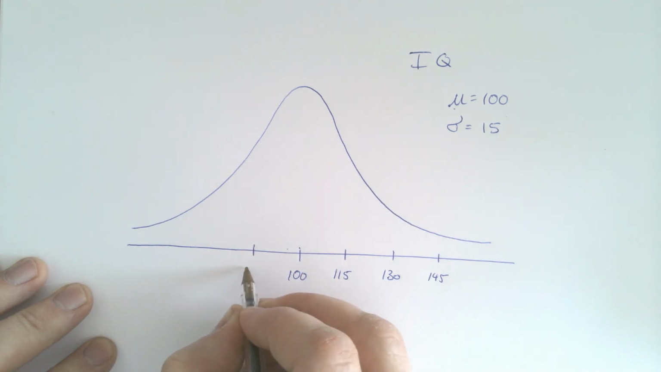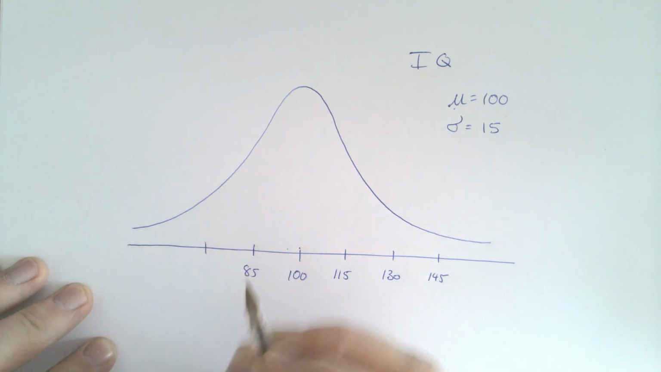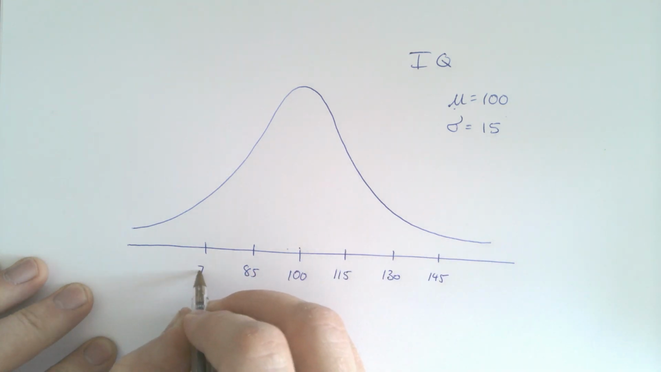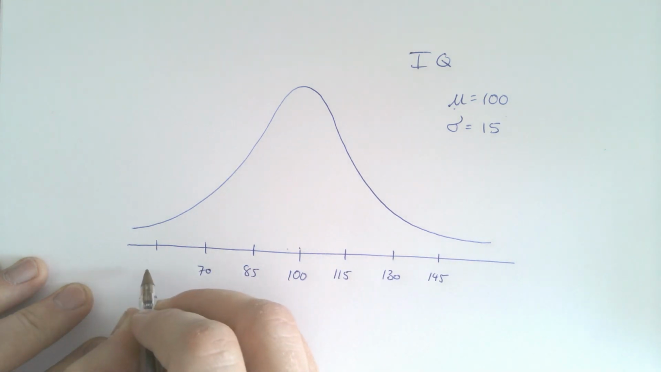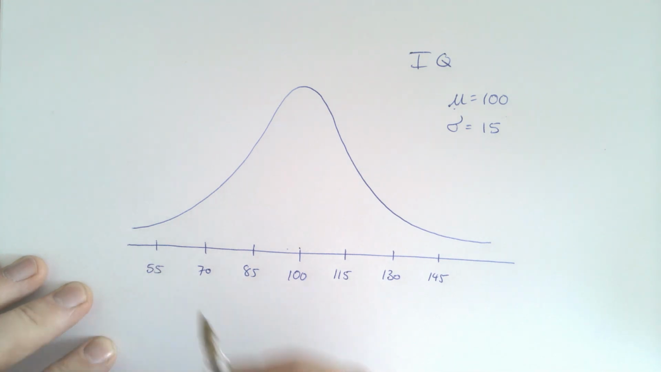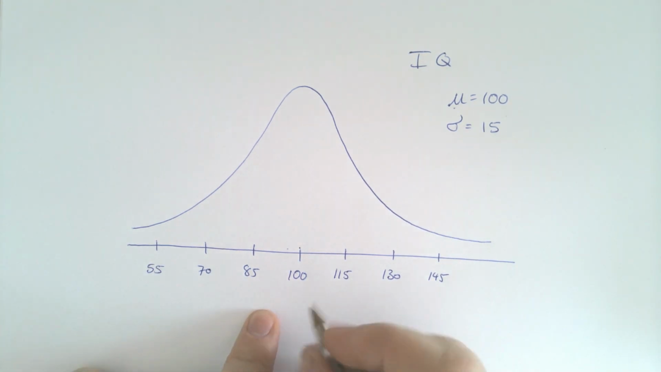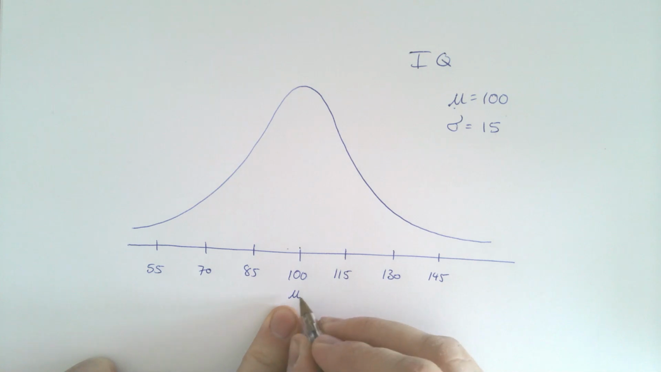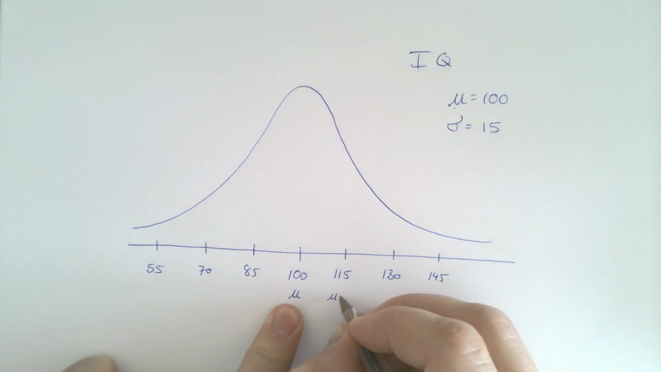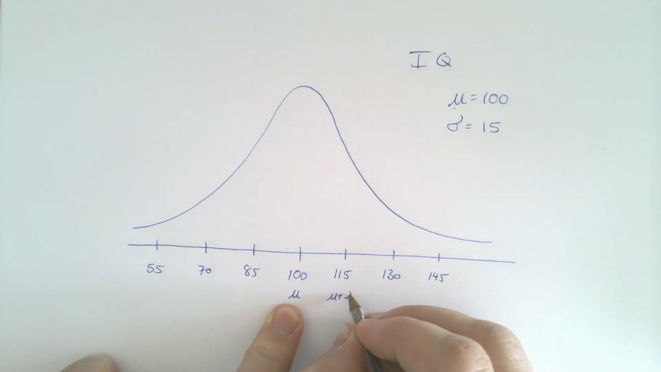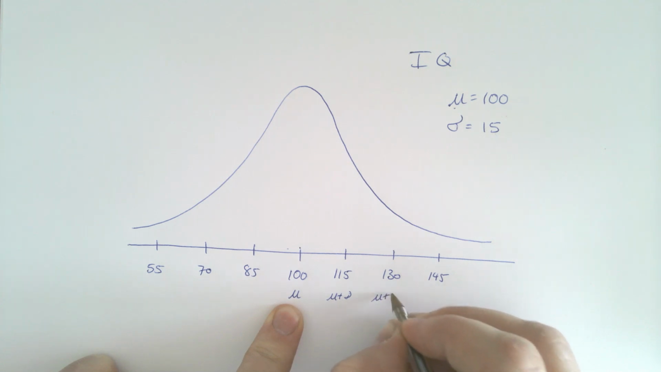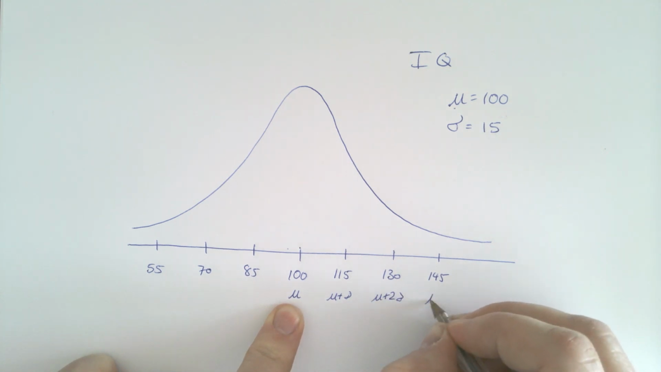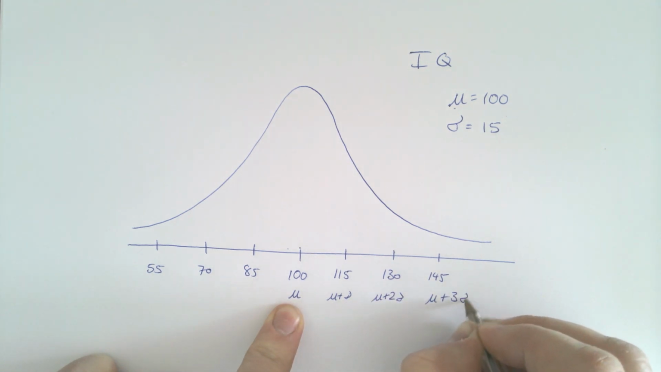And this is just a sketch. Obviously I haven't drawn this with a ruler or anything like that. This one goes back to 55. So what I've got here is the mean in the center. This is the mean plus a standard deviation, so plus sigma, that's the symbol. This is the mean plus 2 sigma, and this is the mean plus 3 sigma.